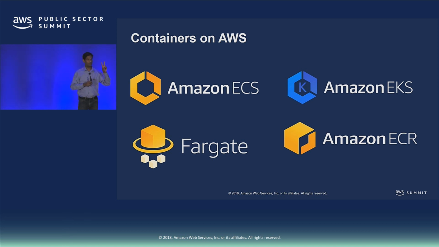So there are 2 control plane options. One is ECS, Elastic Container Service. Typically, most of the Docker deployments are leveraging ECS. And then for folks who are used to Kubernetes, which is Google-based, and who want to extend that Kubernetes functionality into AWS, we launched EKS.